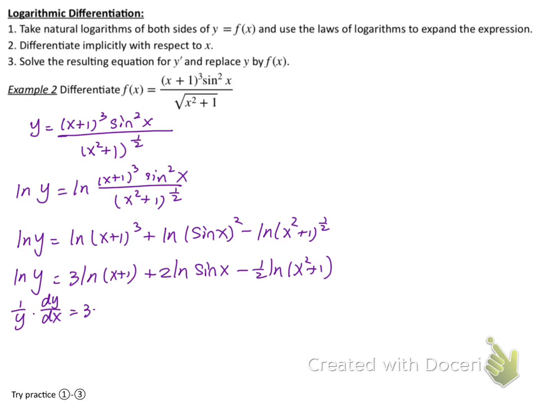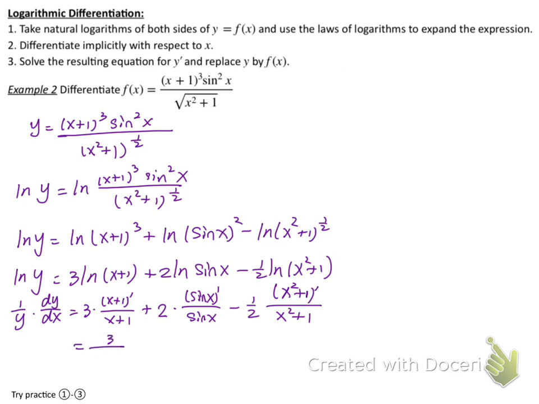So I put the input of ln in the denominator and then followed by its derivative on the numerator. 2 sine x on the denominator, derivative of sine x on the numerator, minus 1/2 x squared plus 1 on the denominator, its derivative on the numerator. This gives me 3 over x plus 1 plus 2 cosine x over sine x minus 1/2 times 2x over x squared plus 1. So they got cancelled. Oh, sorry, I missed my x.